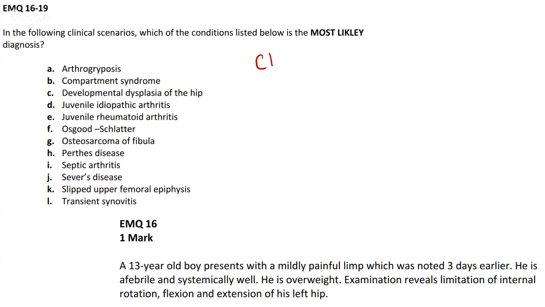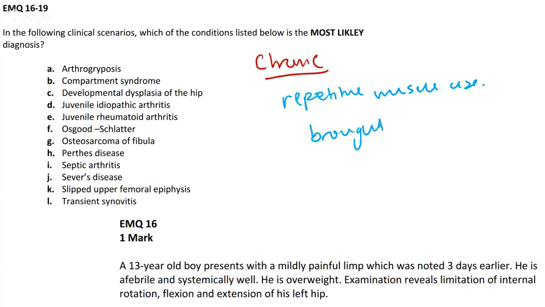So we talked about acute. Now let's talk about chronic. Chronic is usually in people with repetitive muscle use, usually brought on by exercise, and the most common symptom is foot drop.